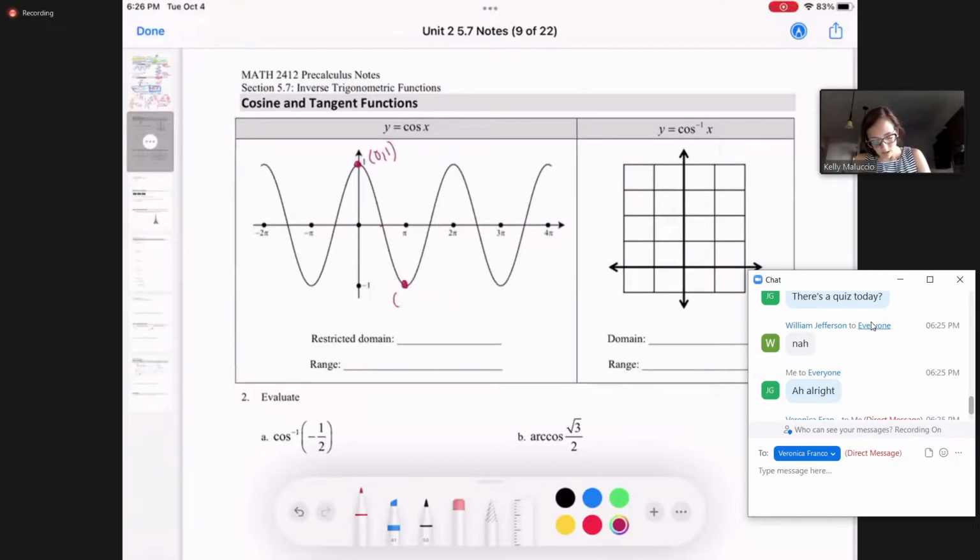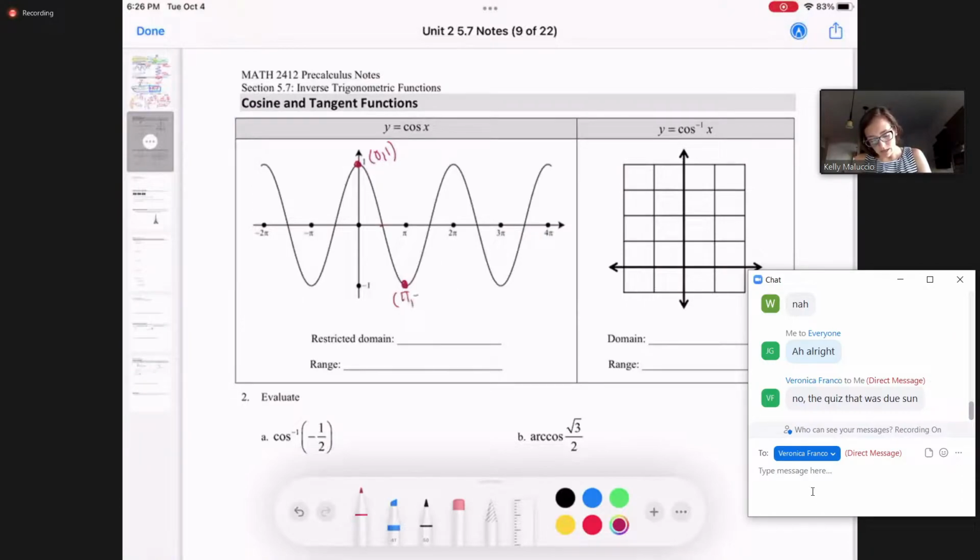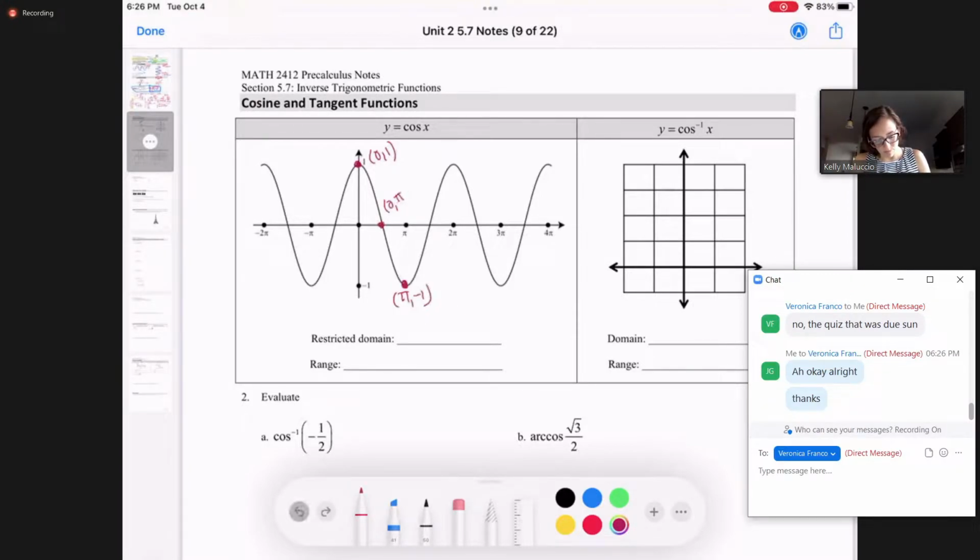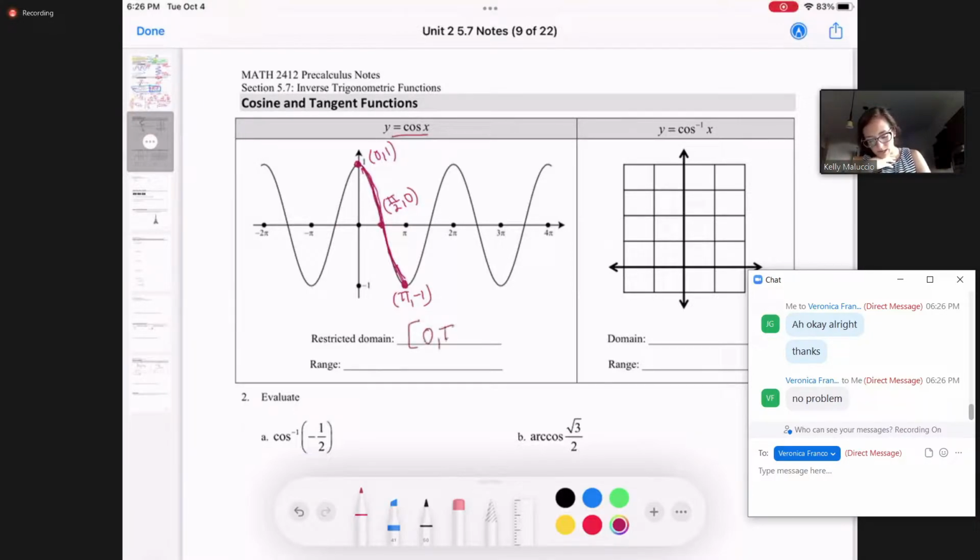This point is pi, -1, right? And this point is pi/2, 0. Sorry, I flip-flopped that, so ignore everything I said. So we are going to pick this piece in here and invert this. This is our cosine, y equals cosine x. So the restricted domain is 0 to pi, and the range is -1 to 1.